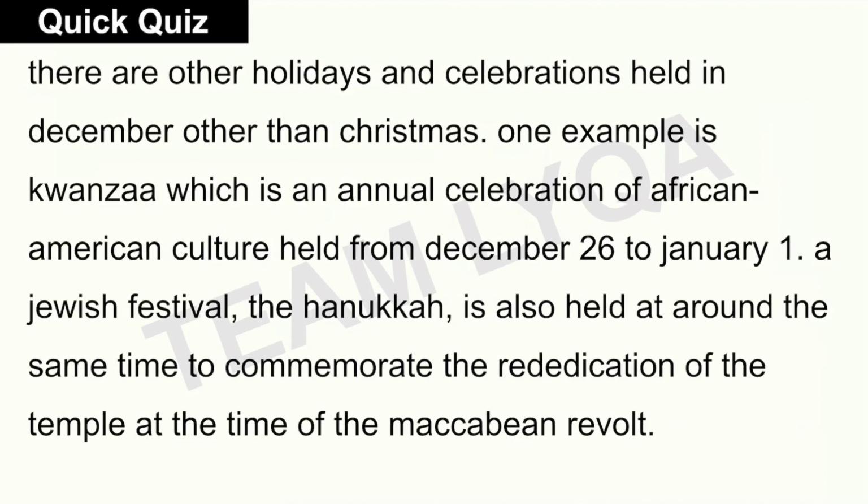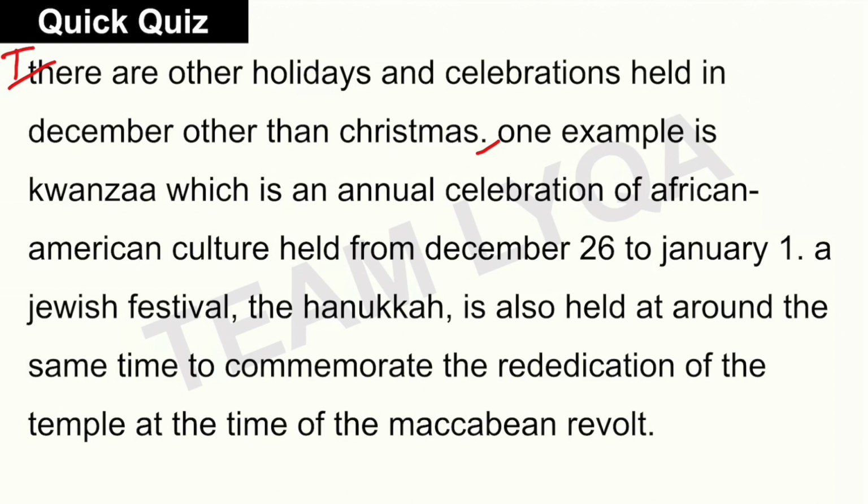Okay, so ito yung ating paragraph. Isa-isahin natin yung bawat sentence. Yung first one, sabi dito, there are other holidays and celebrations held in December other than Christmas. So we have a period right there. Again, ang rule natin, part 1, every sentence dapat capital ang first letter. So there are other holidays and celebrations held in December.